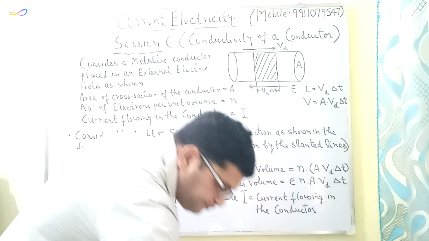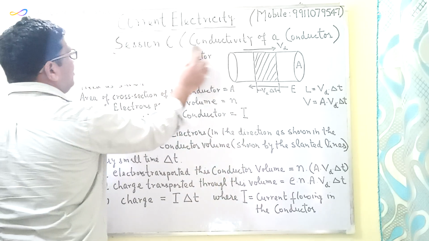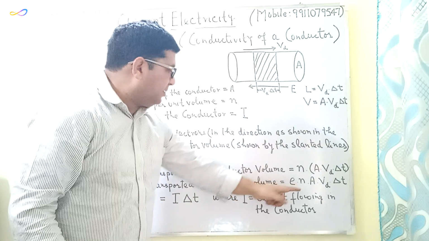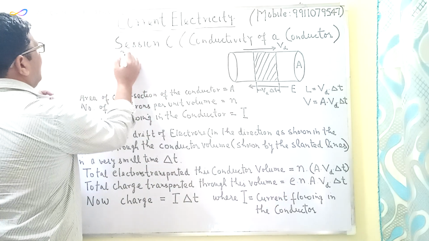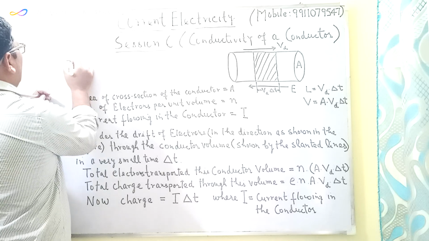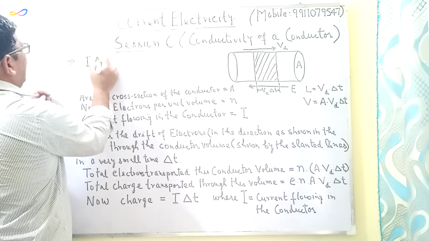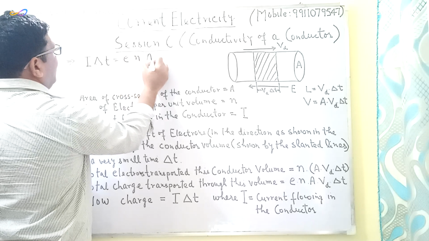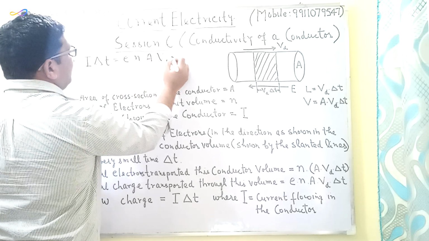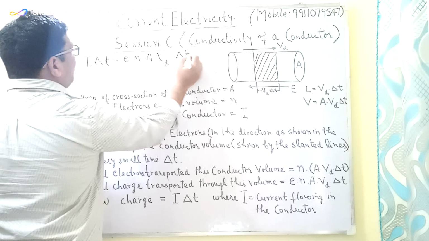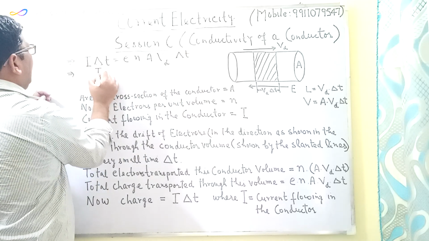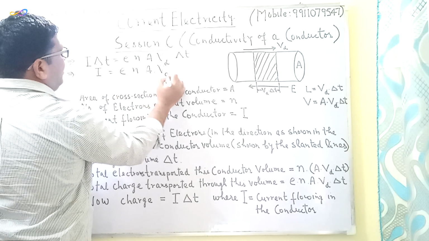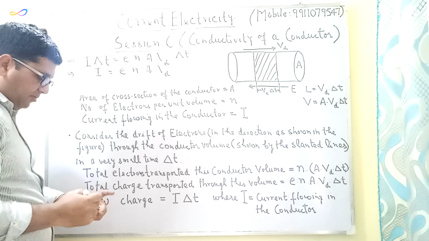So now I will be equating these two equations, that is this one and this one. I delta t will be equal to e n A Vd delta t. So from here I am getting that I is equal to e n A Vd, because delta t and delta t will get cancelled out.